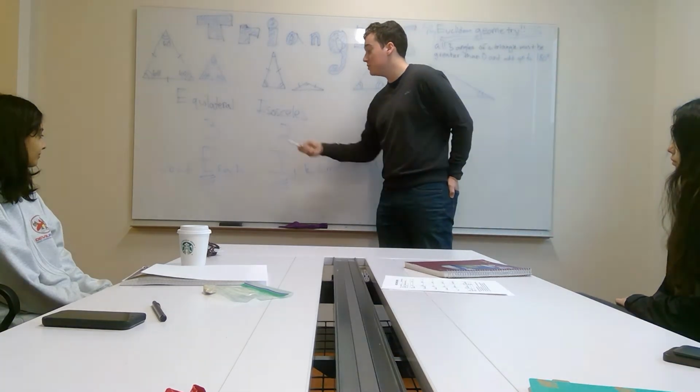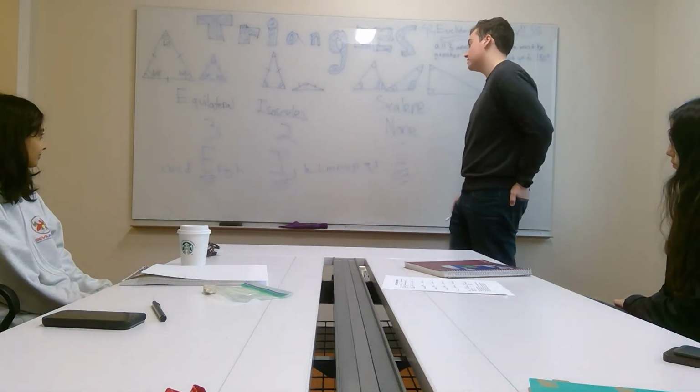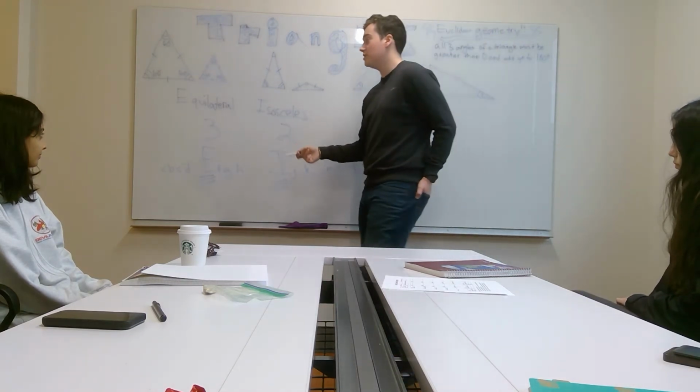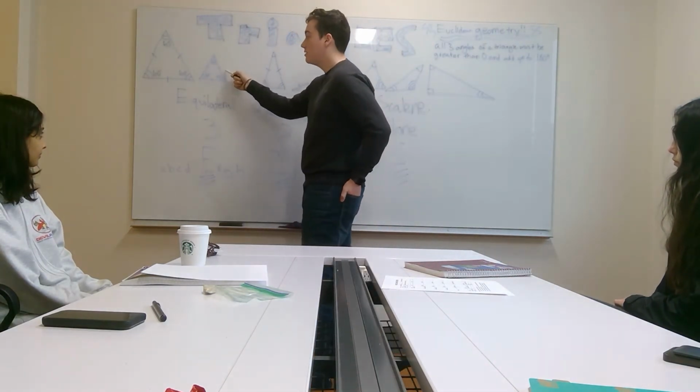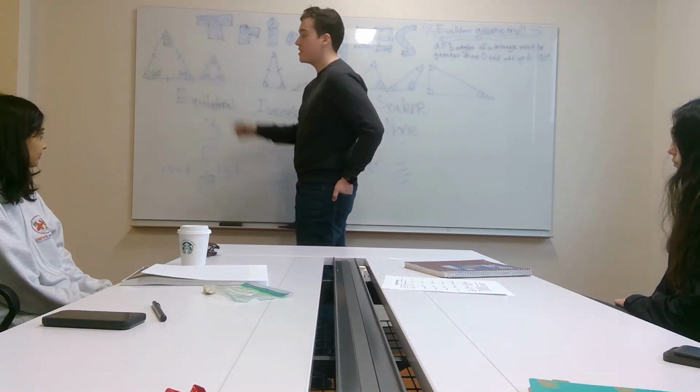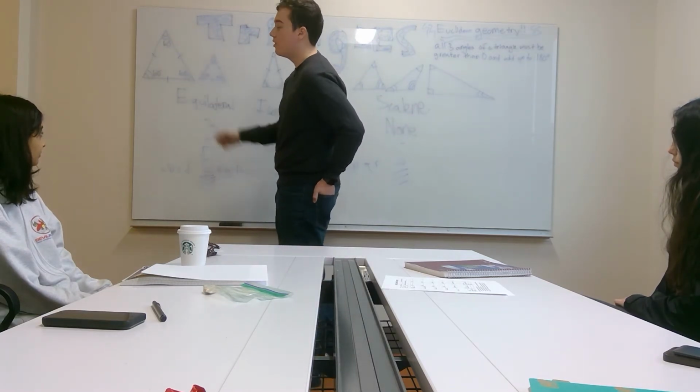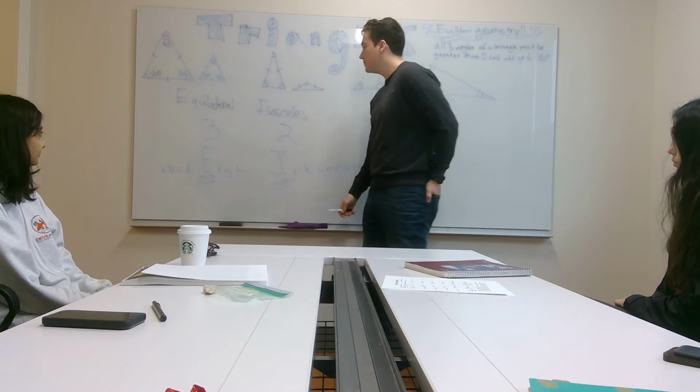Or finally, you can use easy, intermediate, serious. Equilateral triangles are super easy. If you're told one of the sides, it's the same. That means you know all three of the sides, and you already know all three of the angles. It's a piece of cake.